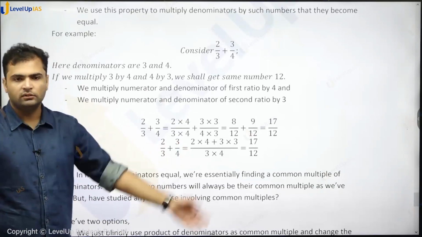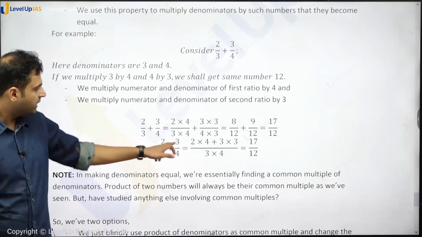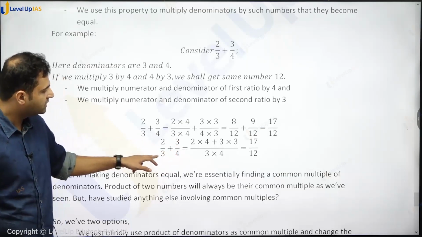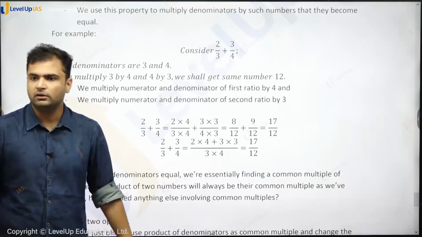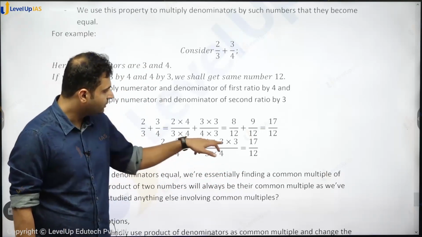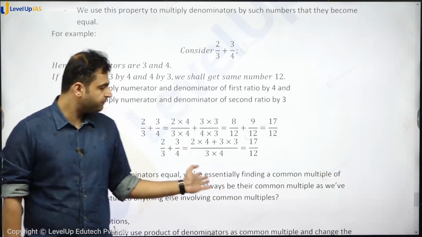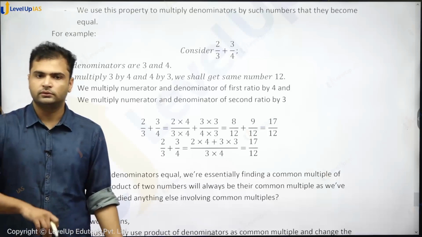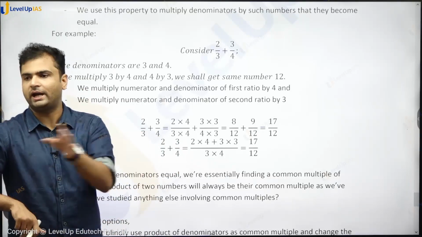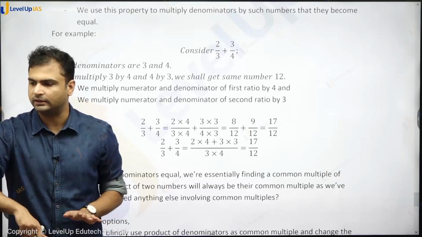Or the method which we saw: multiply this numerator by this denominator, multiply this numerator by this denominator, and then multiply the denominators. 4 into 2 plus 3 into 3 divided by 3 into 4. कर वही चीज रहे, we are making the denominator the same and we are adding the numerators.